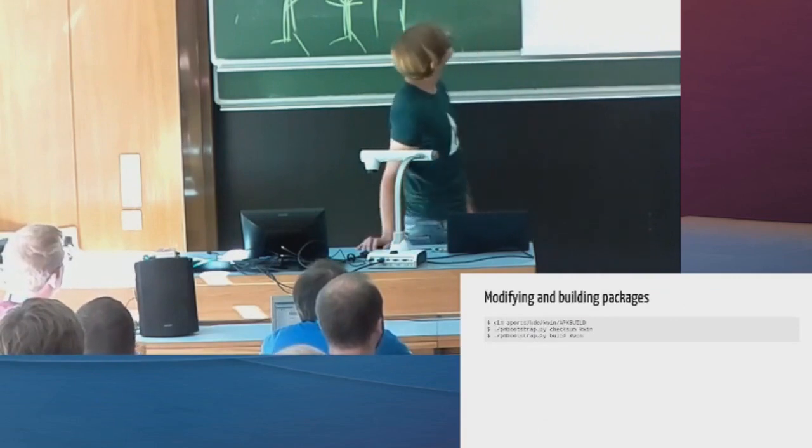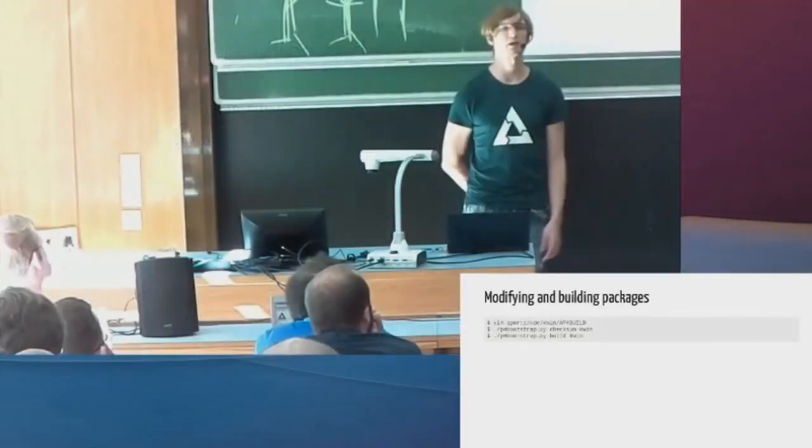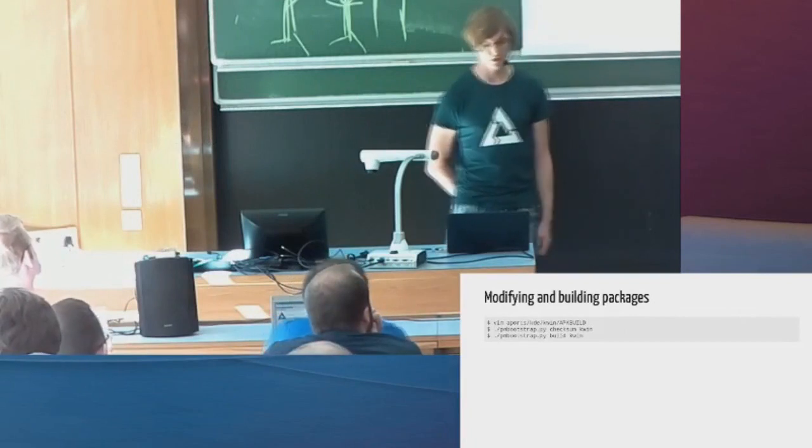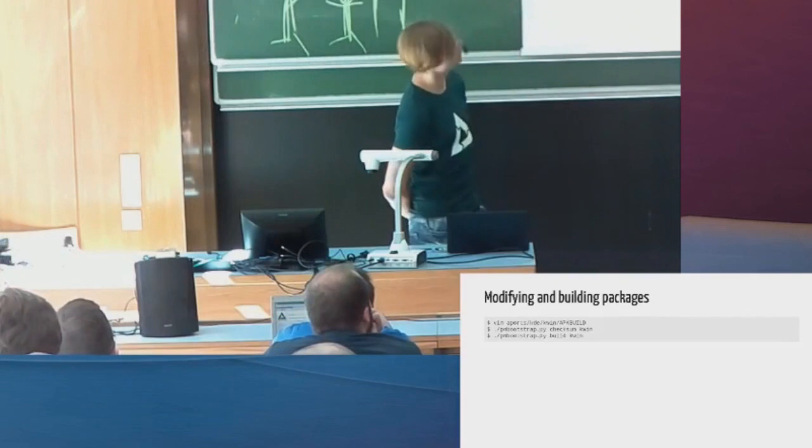Now, you might also wonder how you would modify and build packages. The packages are in the same Git repository. So you just use your favorite editor and start editing these package builds. Here's the one for Kwin from KDE. And after you have modified it, possibly changed the sources, then you would run the checksum command so it downloads the sources again and refreshes the checksums, basically. And then you can build it, also with one line.